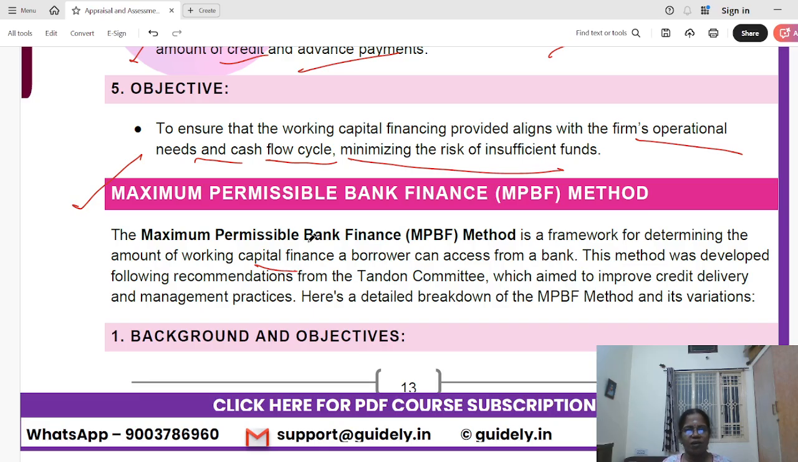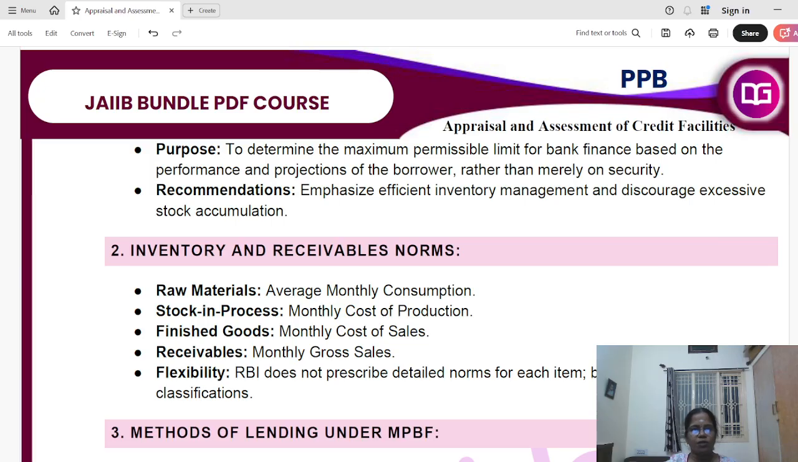இந்த framework வந்து எப்படி டெவலப் பண்ணாங்க அப்படின்னா based on the Tandon Committee recommendations which aimed to improve the credit delivery and management practices. So what is the detailed breakdown on the maximum permissible bank finance method? So what is the background and objective of the method? Purpose: to determine the maximum permissible limit for bank finance based on the performance projections of the borrower rather than merely on security. Recommendation: emphasize efficient inventory management and discourage excessive stock accumulation.